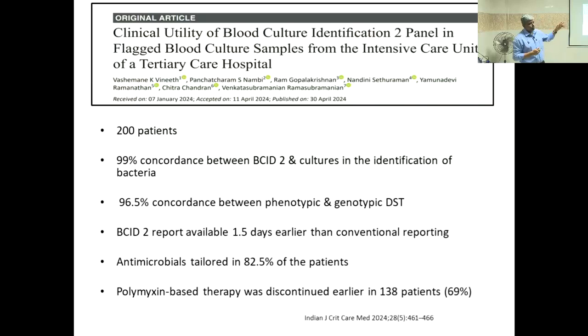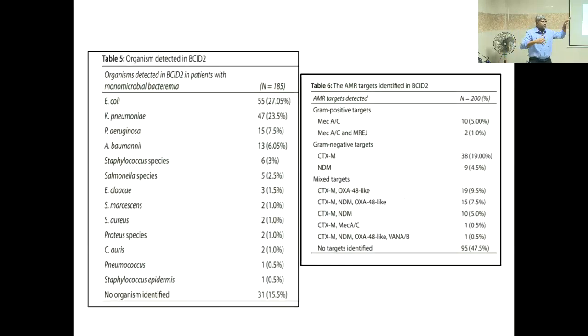The antimicrobials were tailored in 82.5% of the patients. Polymyxin-based therapy was avoided in 70% of the patients. So that's the kind of impact when you do a test like this on a sick patient, in an ICU patient or immune compromised host. These were all the pathogens that were picked up, starting from E. coli, Klebsiella, Pseudomonas, Acinetobacter. These were the resistance enzymes picked up.